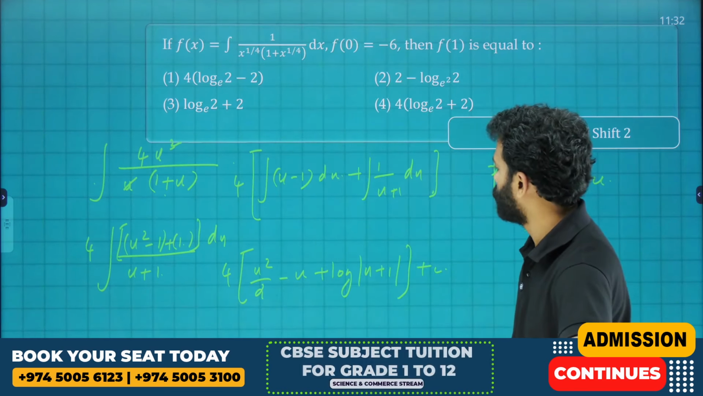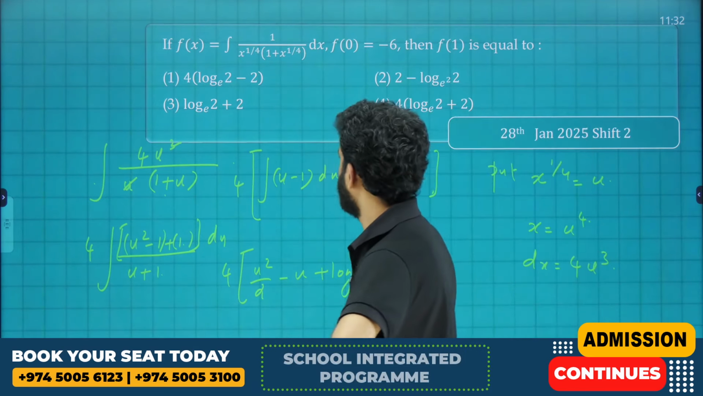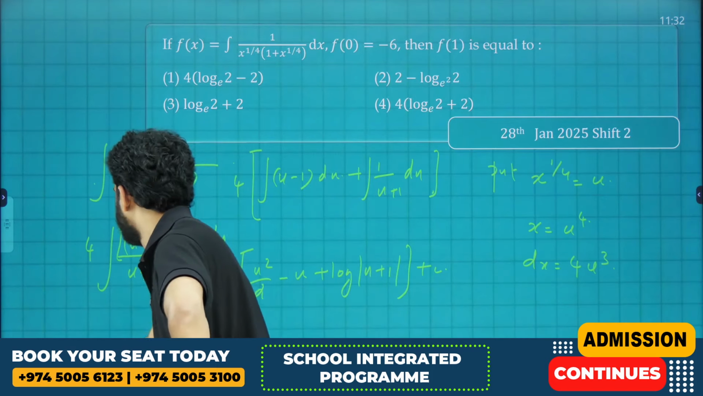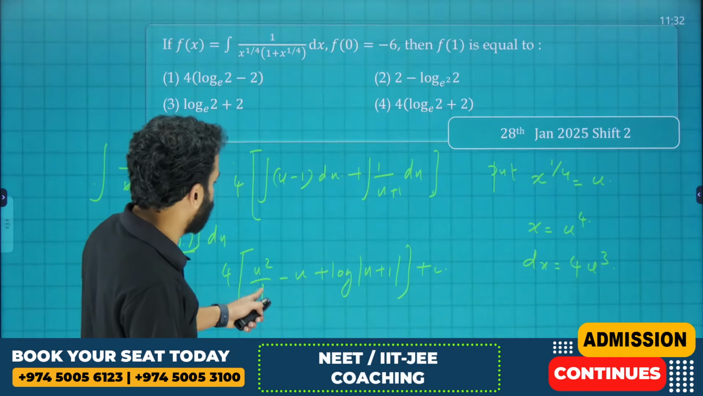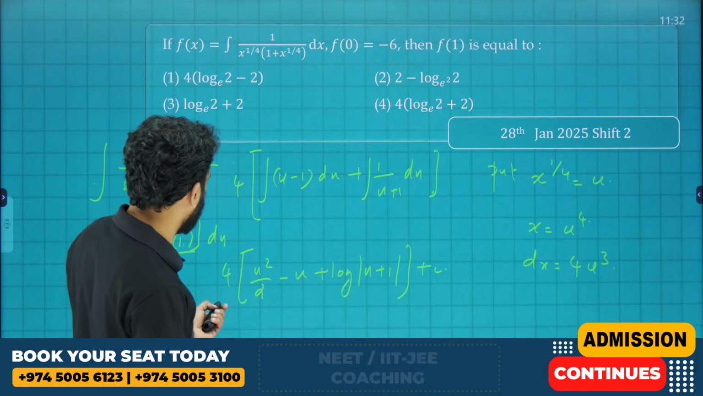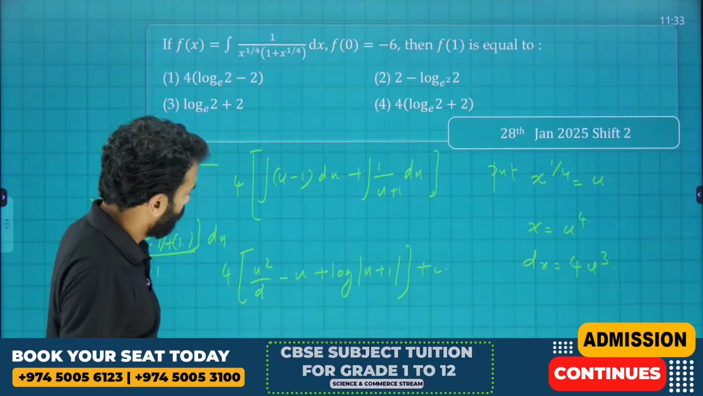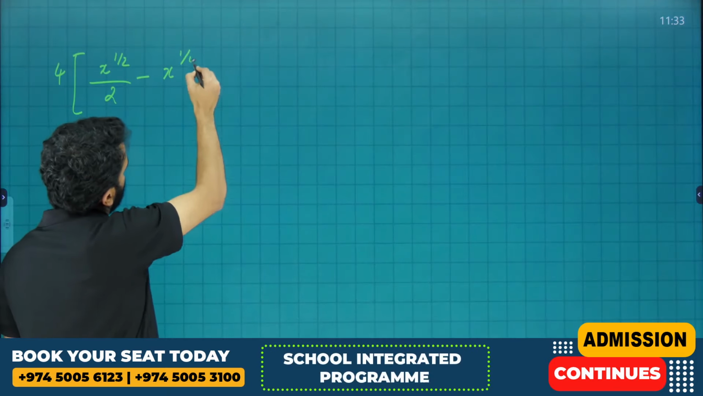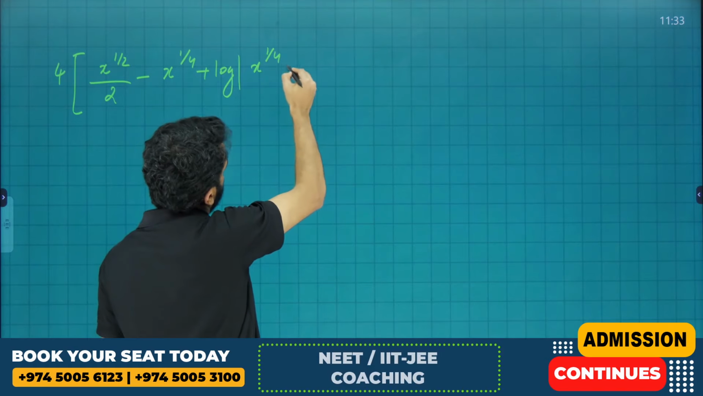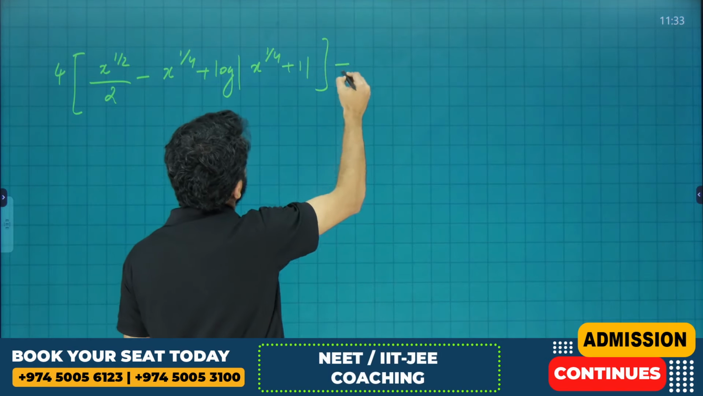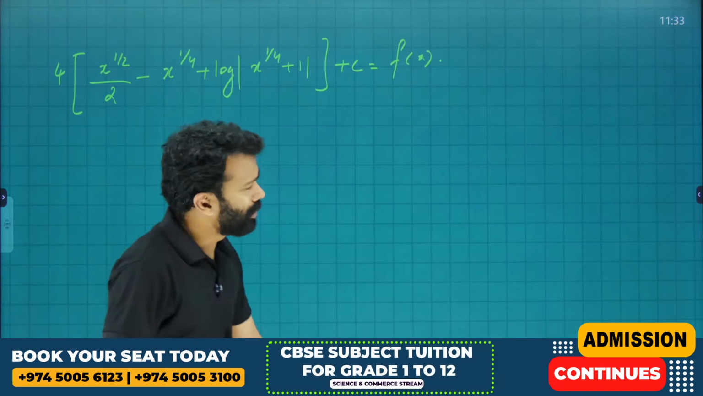Okay, we need to substitute the value of u also. And what was u? U is x raised to 1 by 4, right? Okay, we need to substitute that also. Okay, moving to the next one. That is 4 into, u is x raised to 1 by 4. We have u square here, therefore it will be x raised to 1 by 2, by 2. Okay, therefore it will be x raised to 1 by 2 by 2 minus u, that is minus x raised to 1 by 4, plus log mod x raised to 1 by 4 plus 1, plus c. This is what f of x is. Okay, see, just 2 more things.